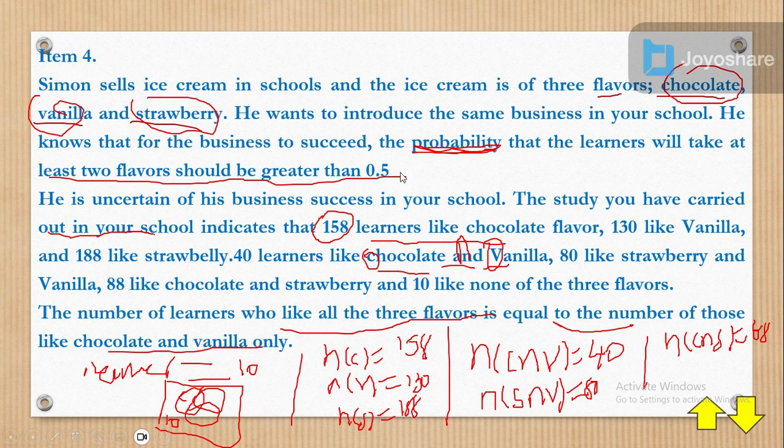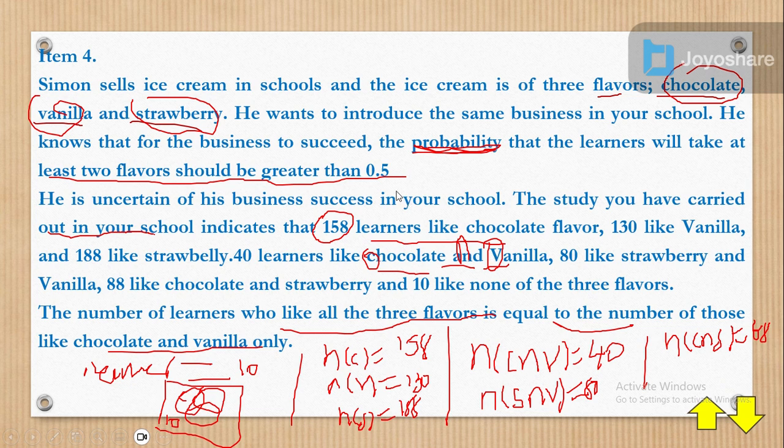So here they say that the probability that the learners will take at least 2 of the flavors. If at least 2 of the learners take the flavors, if the probability that the students who are taking at least 2 of the flavors is greater than 0.5, then the business can succeed. If it is below, the business does not succeed.